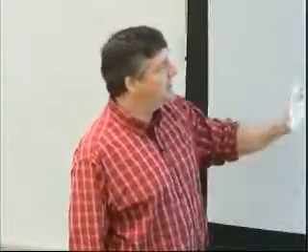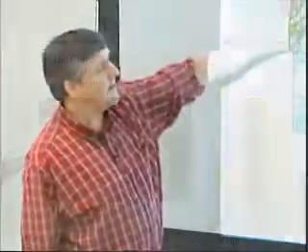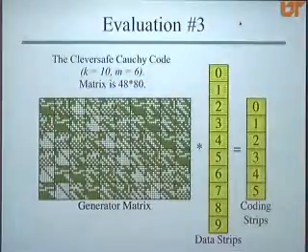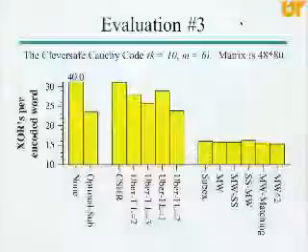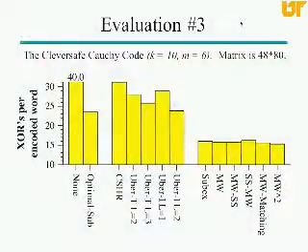CleverSafe, even though I signed an NDA with CleverSafe, they don't mind me telling what code they use. So they use this Cauchy-Reed-Solomon code. This exact code is the one that they use. And so I'm working on this code, scheduling it. And now we have 2 extra bars.